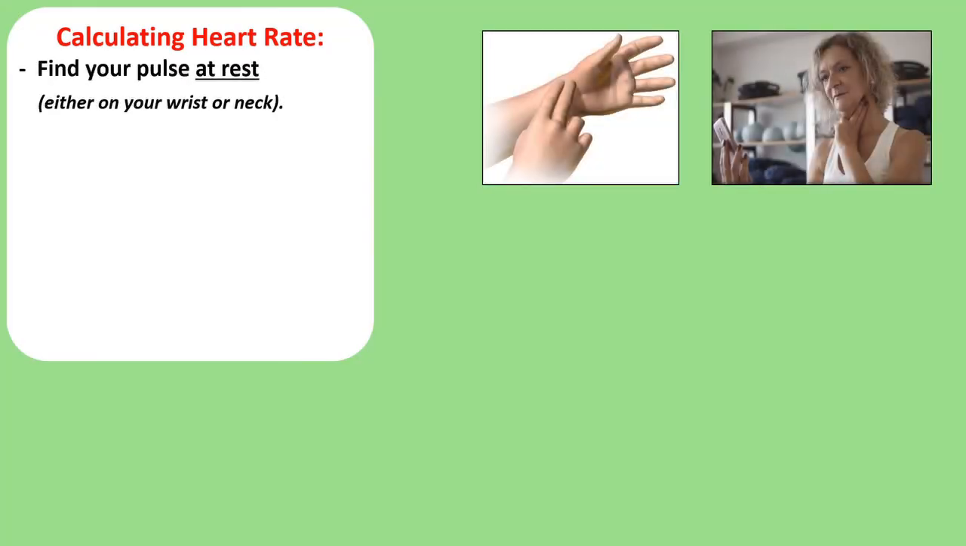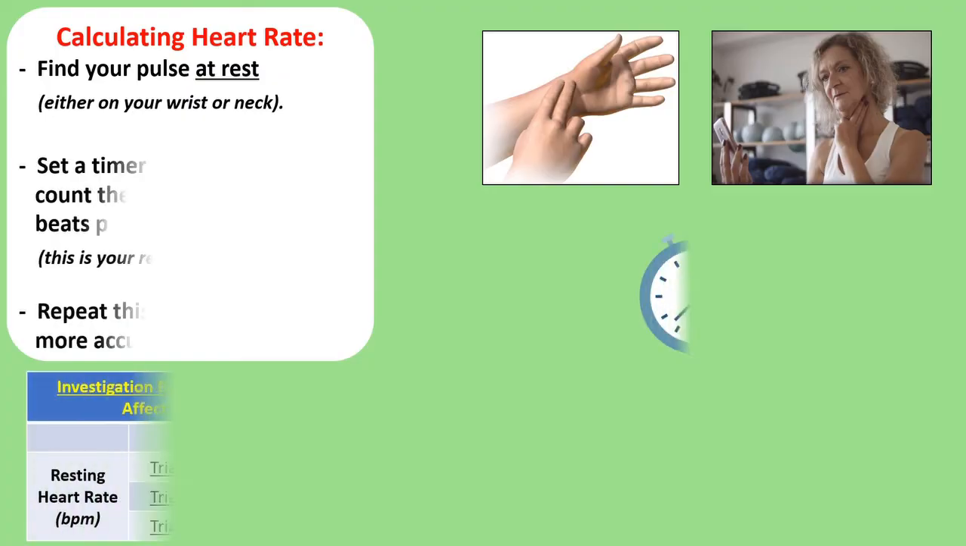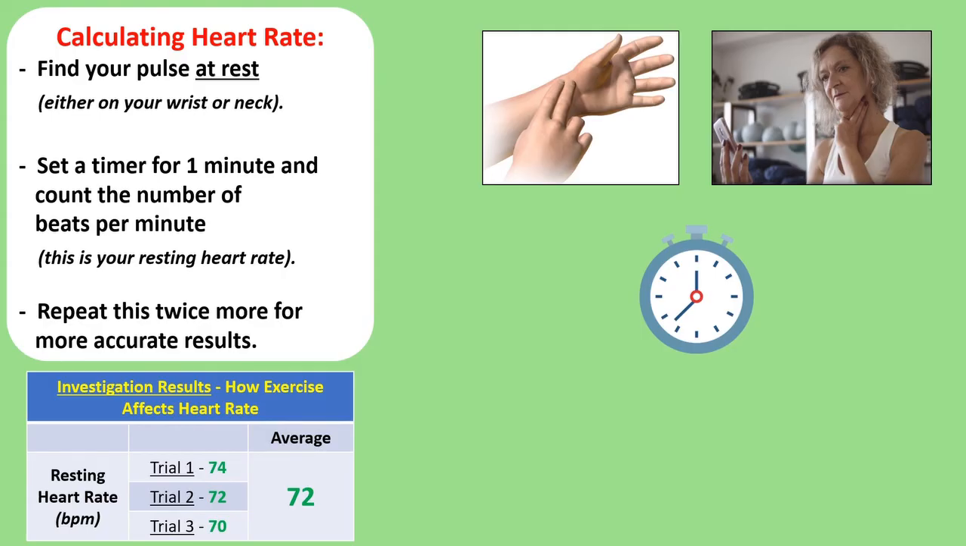Find a pulse by placing your index and middle fingers firmly on the underside of your wrist beneath your thumb. You can also find a pulse on the side of your neck, beneath your ear at the corner of your jawbone. Once you've found your pulse, set a timer for 1 minute and count the amount of pulses you feel in that minute. Take a note of the number. This number is your resting heart rate.